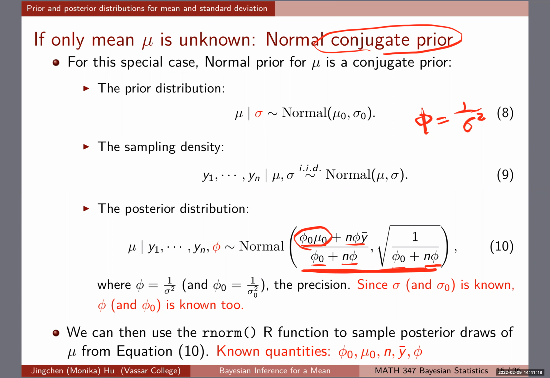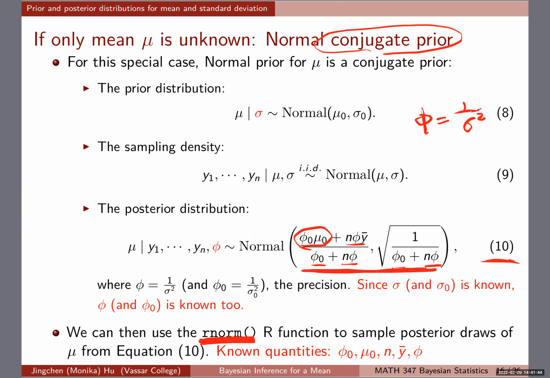So we can always use the rnorm function, just like what we did with rbeta in the beta-binomial example. We can use the rnorm function to sample a large number of draws of mu from this equation 10. And if I'm ever interested in doing Bayesian inference, such as hypothesis tests, credible intervals, and predictions, this follows through pretty nicely as what we did before.